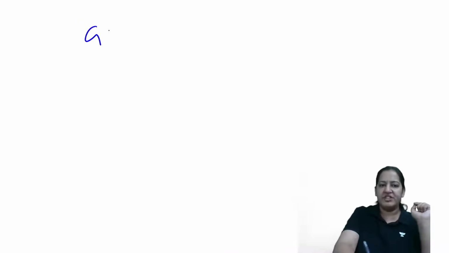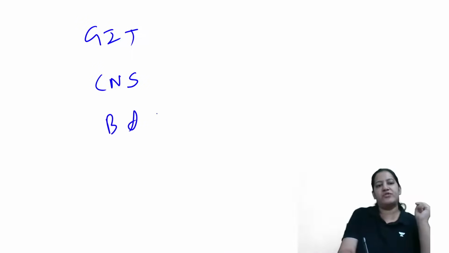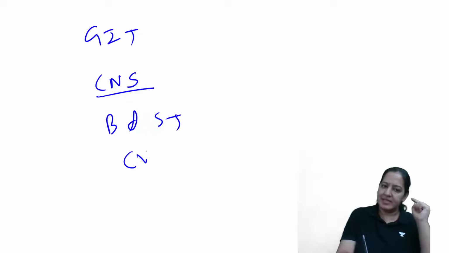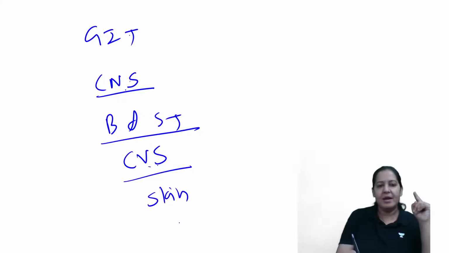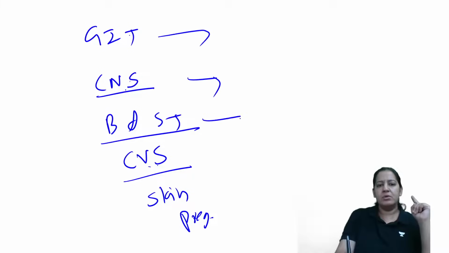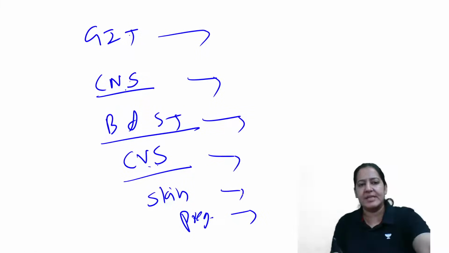What I have told you: start with GIT, come to CNS, then bone and soft tissue. Along with CNS, learn CVS also. CNS, CVS, you can say together. GIT, CNS, CVS, bone and soft tissue, skin, and pregnancy. So tell me the side effects inside them.